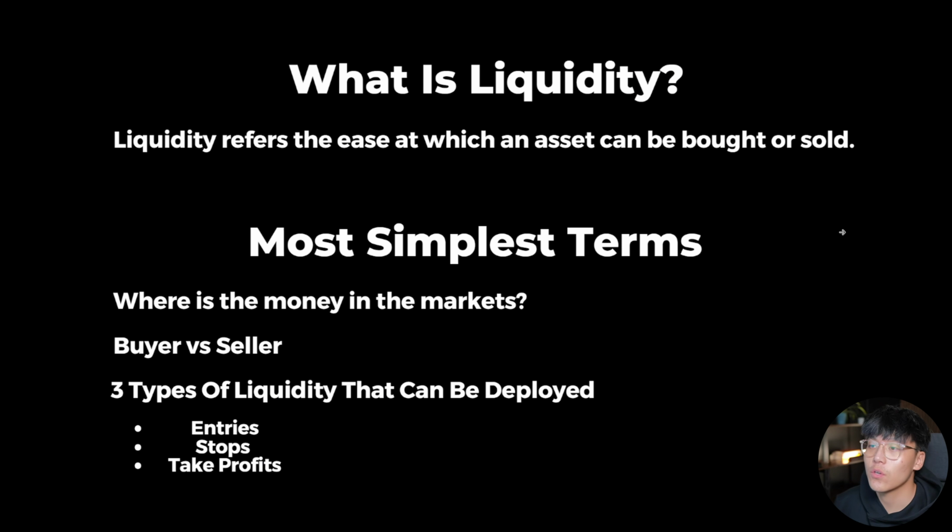So understanding liquidity is very important when it comes to trading in the markets. What liquidity refers to is the ease at which an asset can be bought or sold. So whenever we trade in the markets, what we need is what's called liquidity. In the simplest terms, liquidity really means just where is the money lying in the markets. If you can understand where the money is lying in the markets, then we can either look to take trades up into that area or look to sell in those areas. So the main thing is understanding where the money is in the markets.